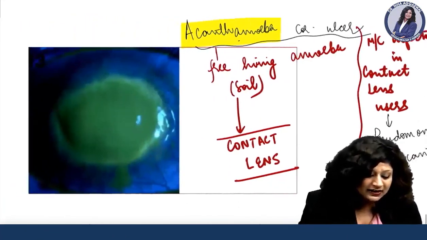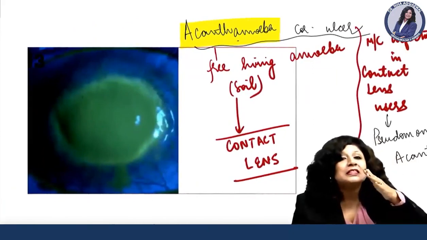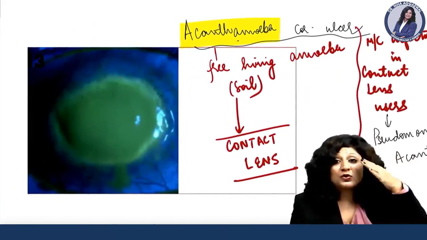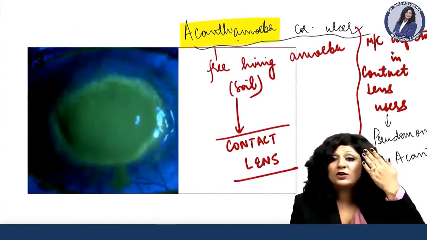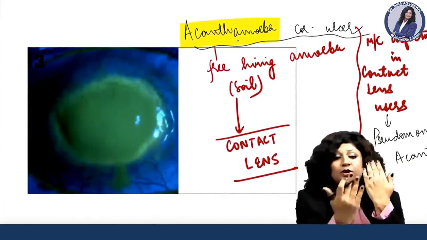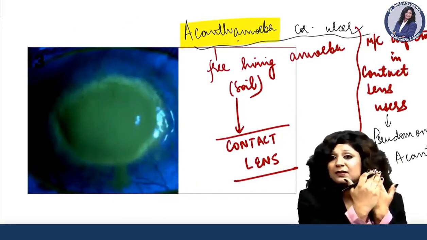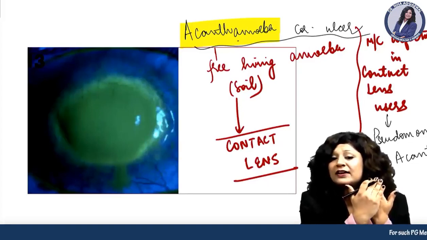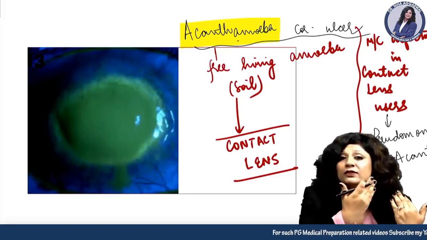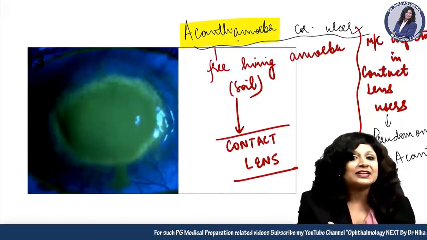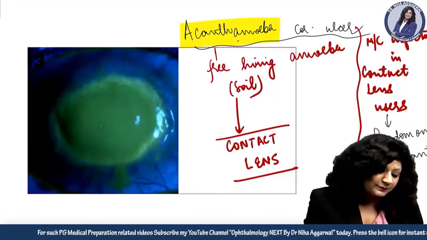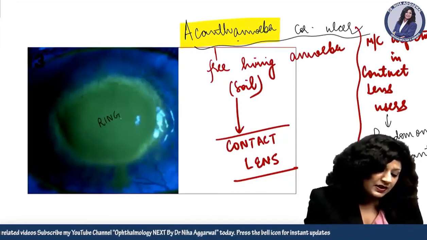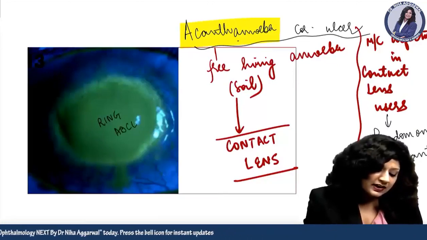Now, how is it actually causing the ulcer? This organism manages to remain between the cornea and the contact lens. Because it remains between the cornea and the contact lens, it involves the whole of the cornea, and that is why a very typical feature here is the ring abscess.